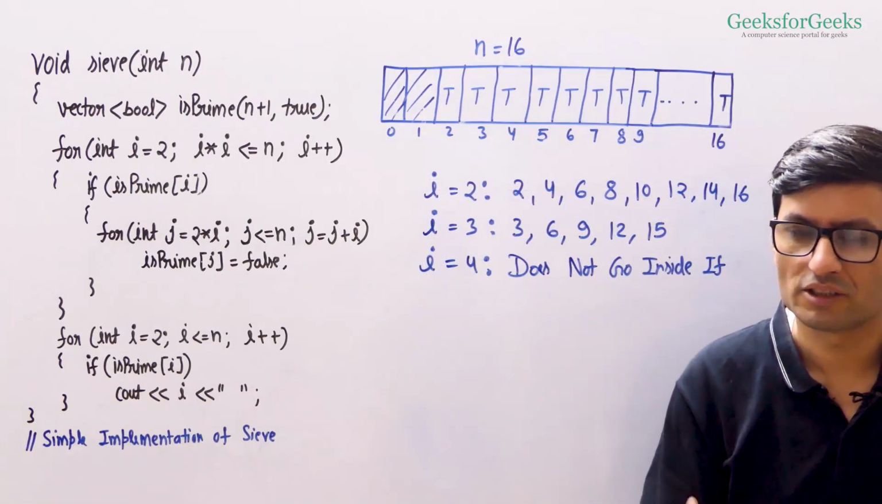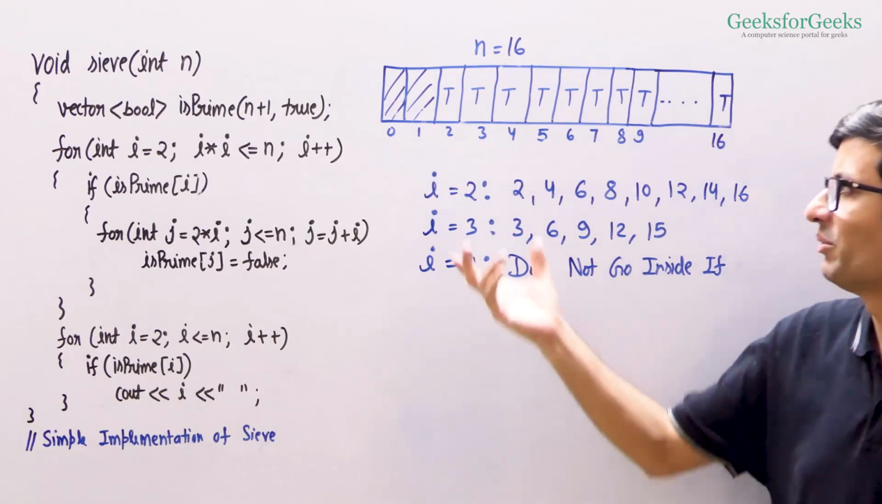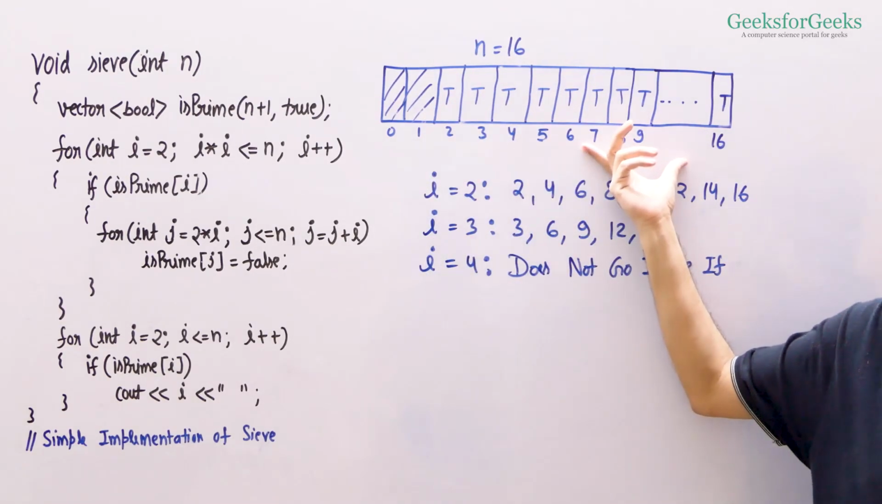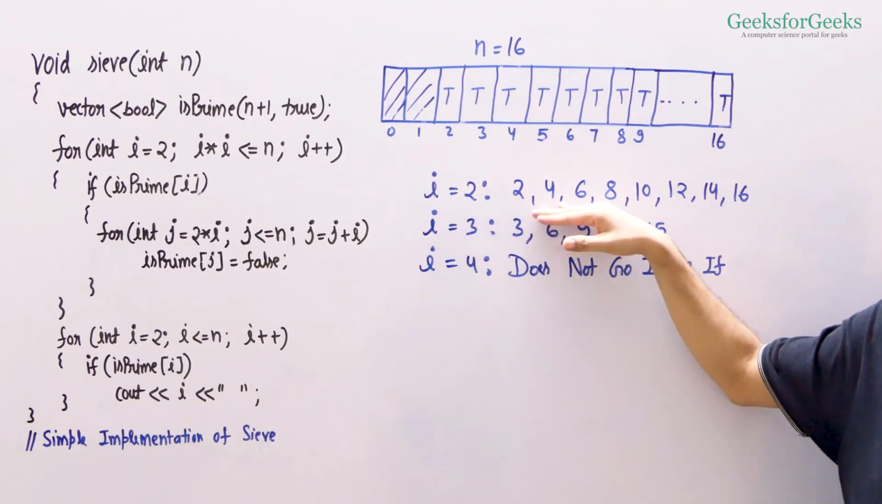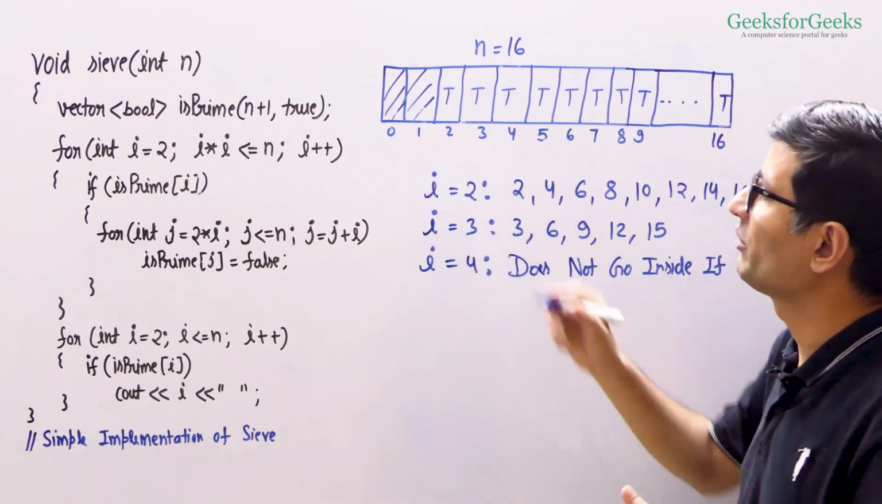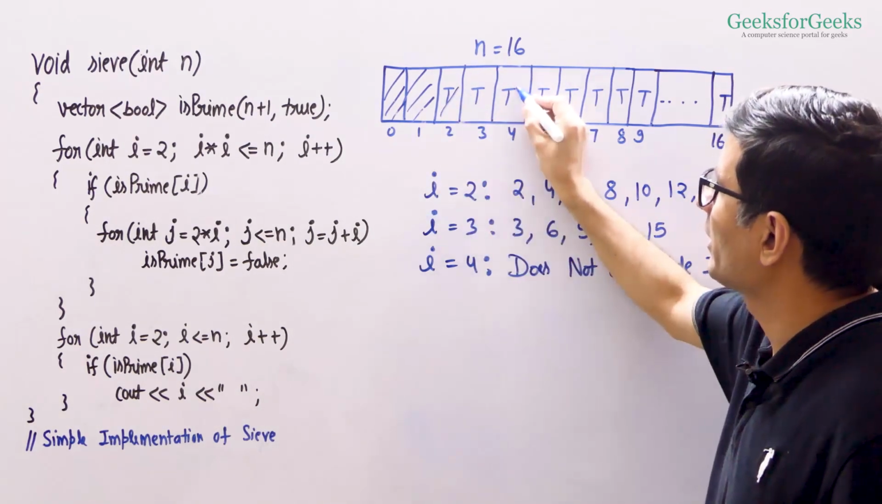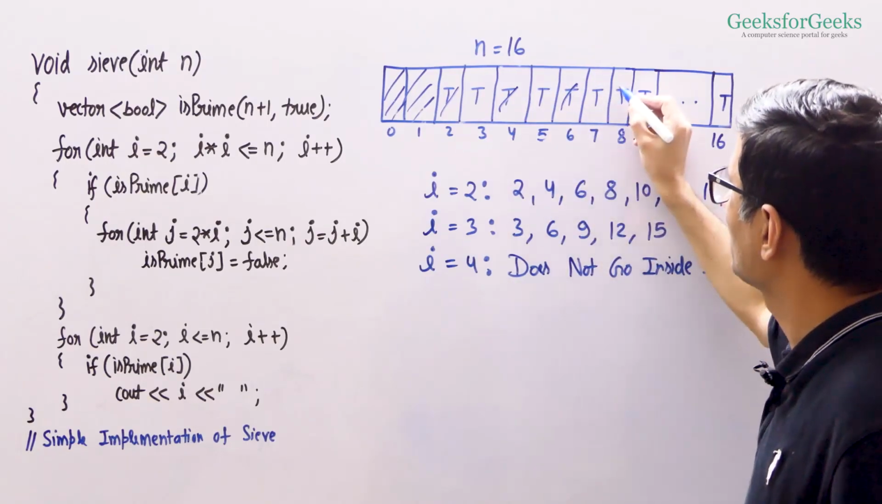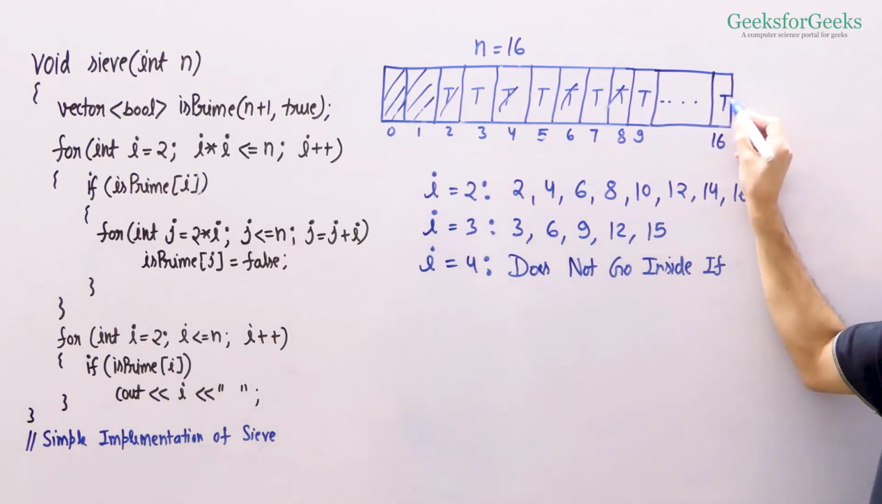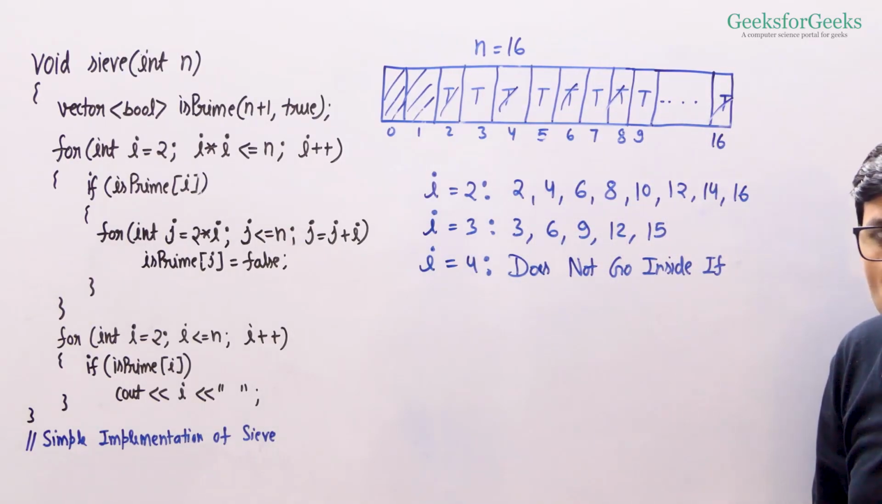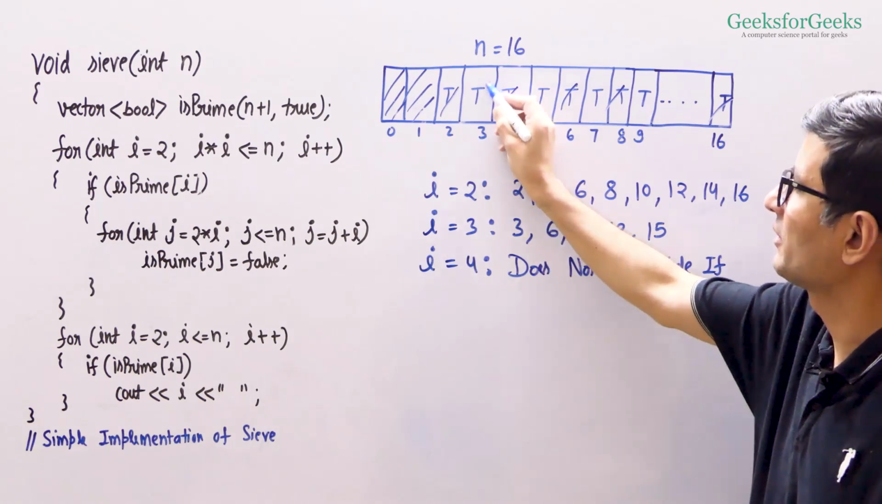For example, suppose n is 16, then you will have an array of size 17. You will first consider all multiples of 2 and you will mark them as false. You will mark these three as false, 10 and then up to 16. Then you will consider multiples of 3 and mark them as false.